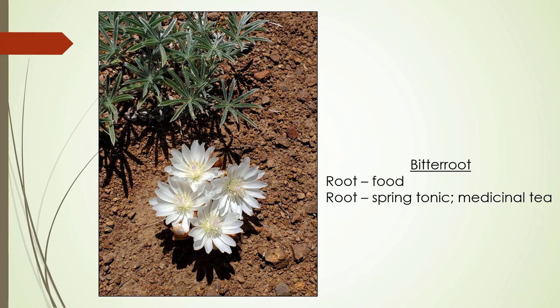And one source I read said that they would split them open and that there was an inner pith that they would take out to make it less bitter. But it was said to be one of the earlier foods that people would eat in the spring that was really fresh, and it was highly sought after and believed to be a tonic.